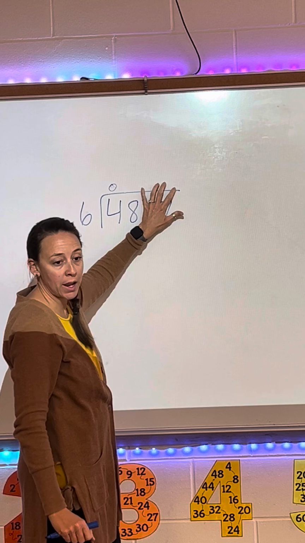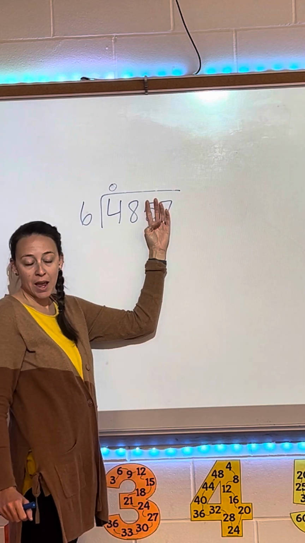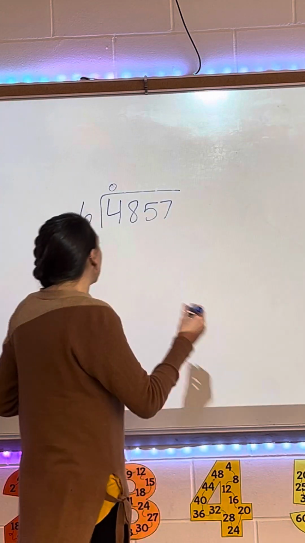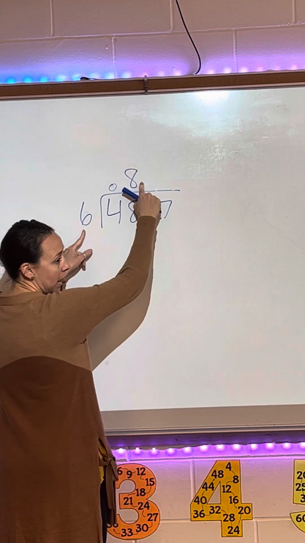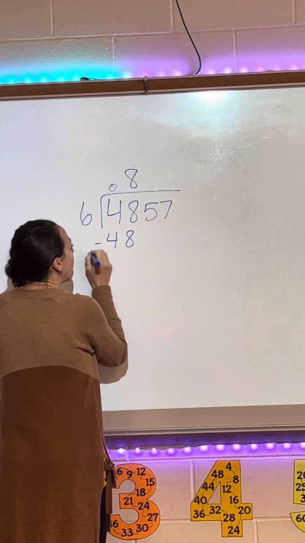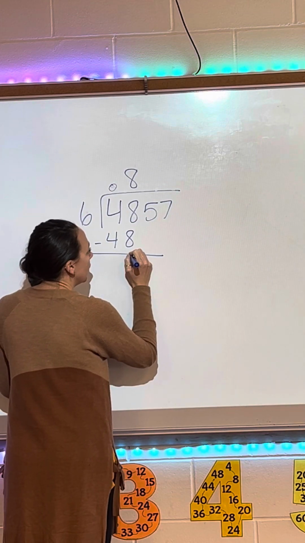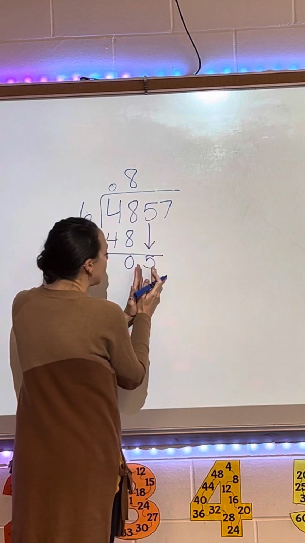So I'm putting my 0 up top and I'm sliding over, and now I'm just looking at the number 48. Can I make a group with 48? Yes. How many groups? 8 groups. What is 6 times 8? 48. So I'm going to drop my 48 and subtract. 48 minus 48 gives me 0.